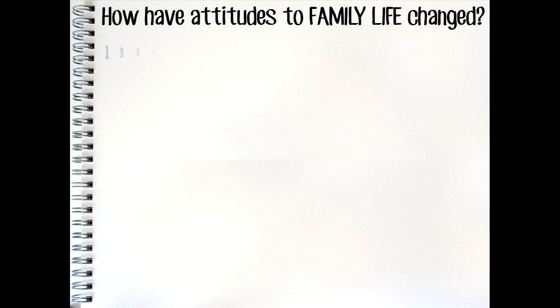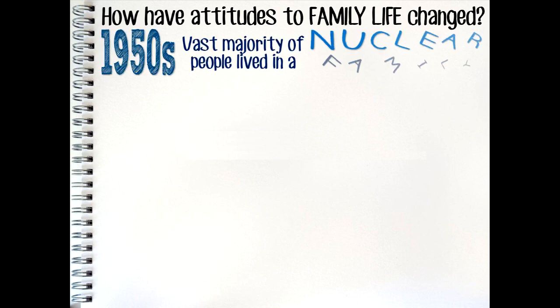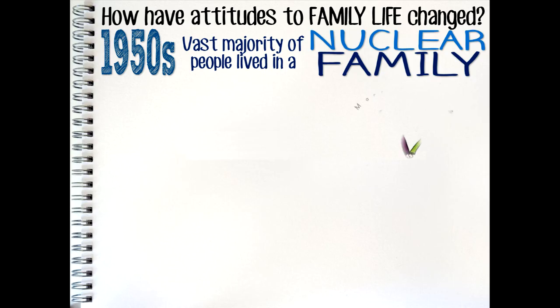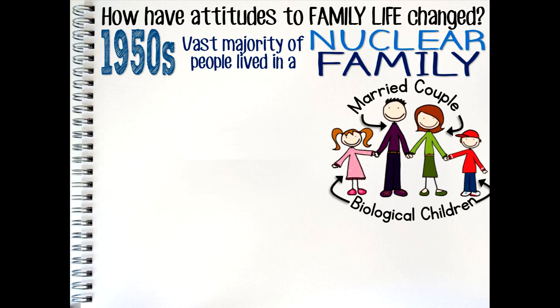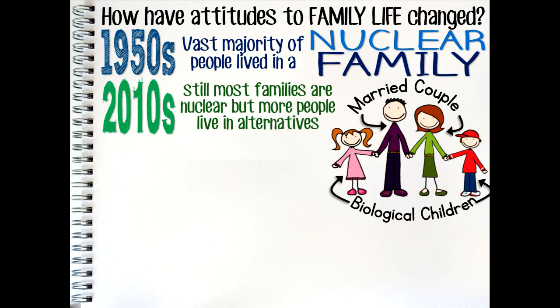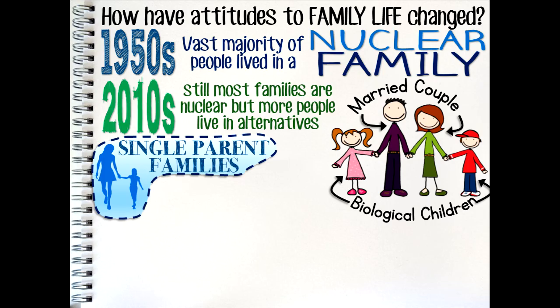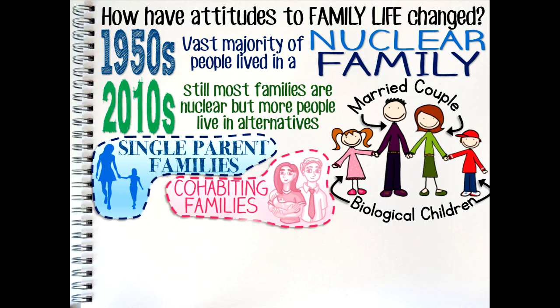In the 1950s, the vast majority of people lived in what we call a nuclear family. This is a mother and father who are married to each other and live with only their own biological children. While today this is still the most common family situation, there are a greater number of people who live in alternative family arrangements. The most common alternatives are: 1. Single-parent families. The rise in divorce rates as well as the increase in premarital sex means that single-parent families are more common. 2. Cohabiting parent families.